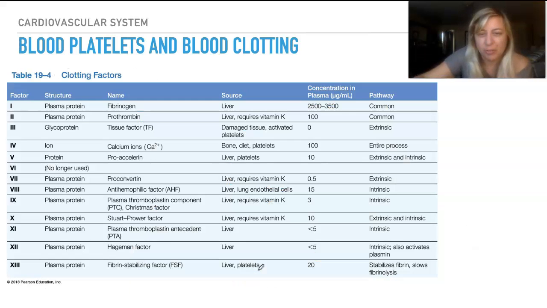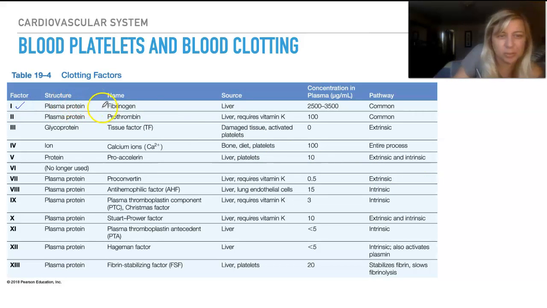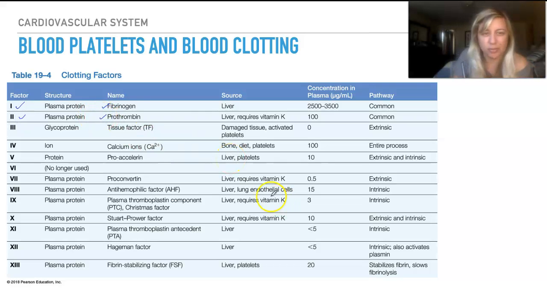There are many factors involved, and just to give you an idea, here are all the different factors involved with clotting, a protein and their name. So for example, we looked at factor 1, which is the fibrinogen. We also looked at factor 2, which is the prothrombin, right, the inactive version of thrombin, which then activates the fibrinogen to become fibrin. So all of these clotting factors work together in order to form blood clots. If we have one of them that isn't working properly, then that's going to impact the whole, what we call the clotting cascade.